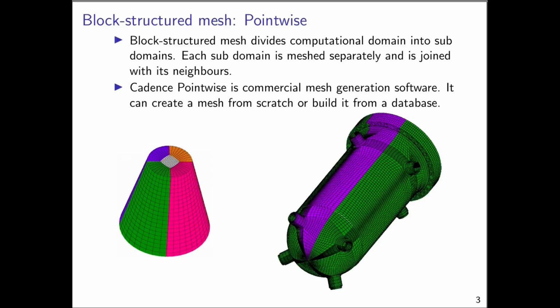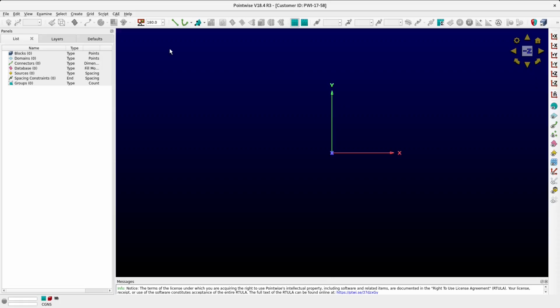Here on this slide, on the left-hand side, we see a mesh that was generated from scratch. It's a frustum that consists of 5 blocks. And on the right-hand side, we see a mesh that was built upon a CAD database. This is a nuclear reactor pressure vessel that consists of 568 blocks. Let's take a look at the Pointwise interface.